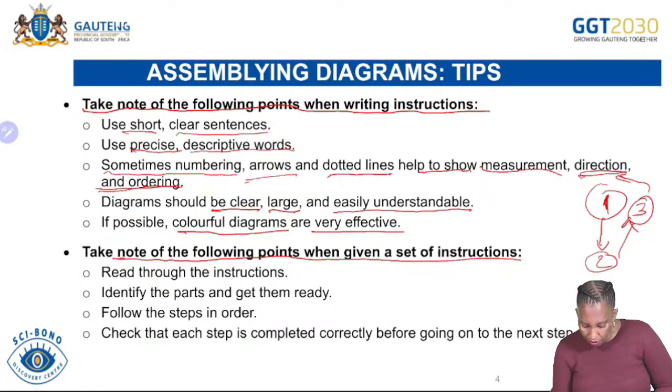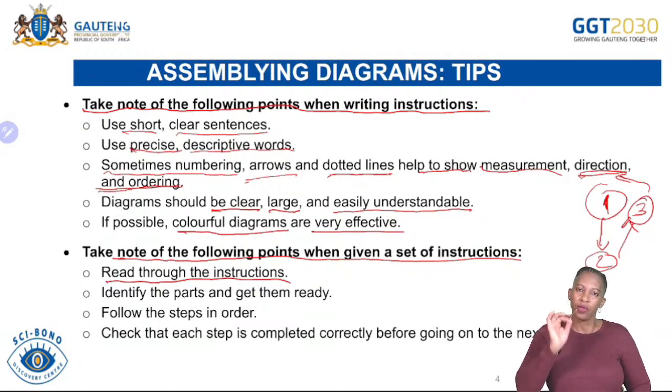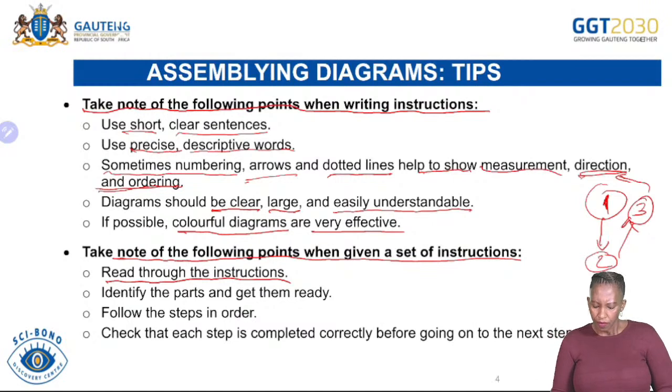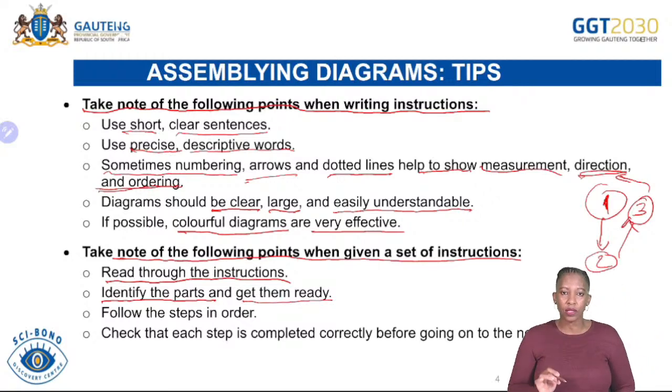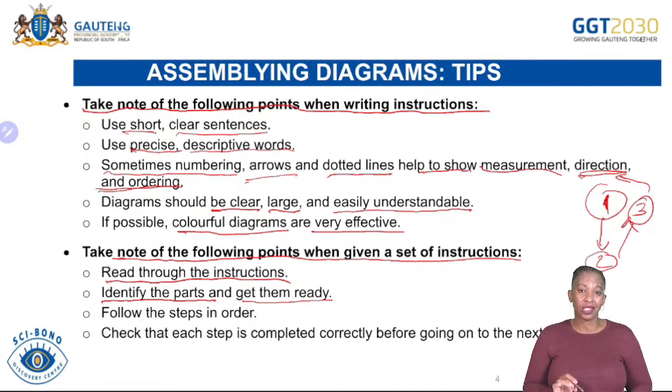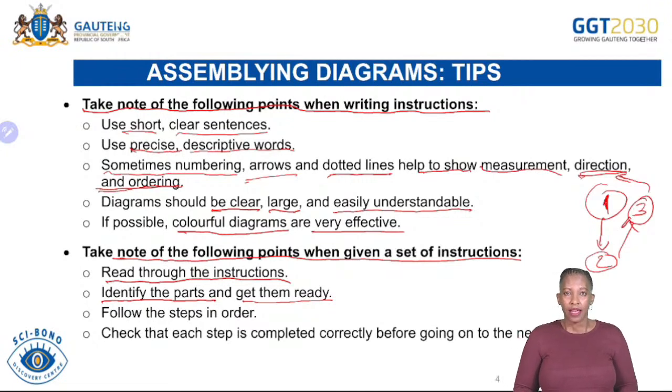Number one, read through the instructions. Make sure that you take the manual, you read through the manual first before you can start assembling or before you can start putting together the items. Number two, you identify the parts and get them ready. So you must identify those parts to say, oh, according to this instruction, that means I must put all my parts together. Part number one, part number two, part number three, and so on. Looking at the instruction before I can start assembling.